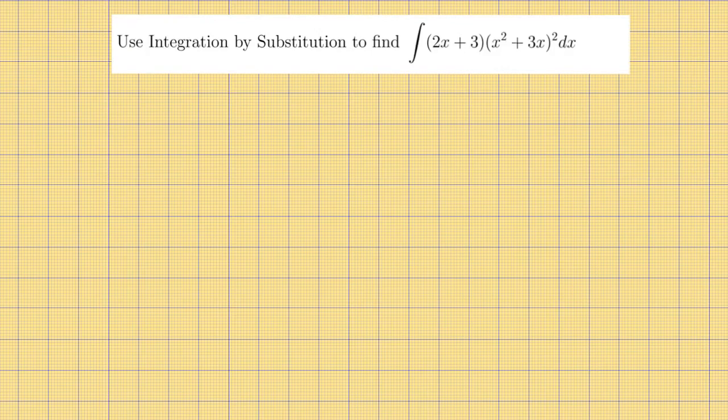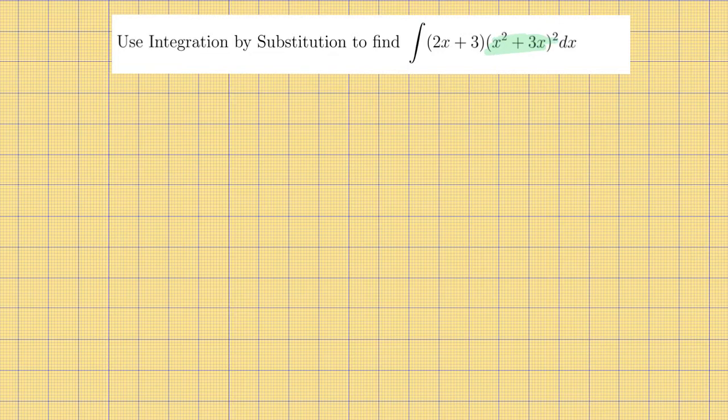There are a number of different methods to integrate using substitution. I'm going to use a method that I think is the easiest, which involves division. Use integration by substitution to find the integral of 2x plus 3 times x squared plus 3x raised to the power of 2 dx. The parent function is x squared plus 3x.